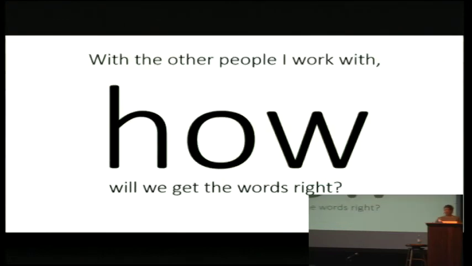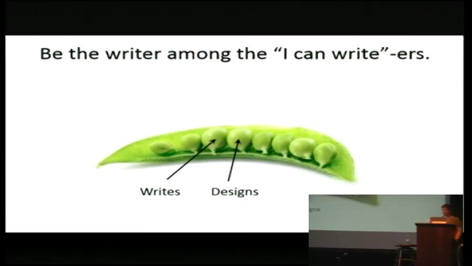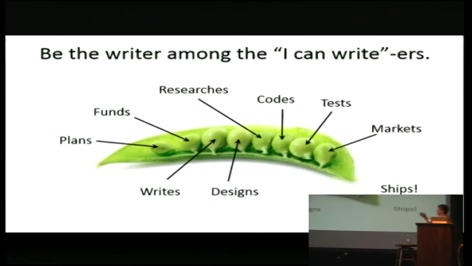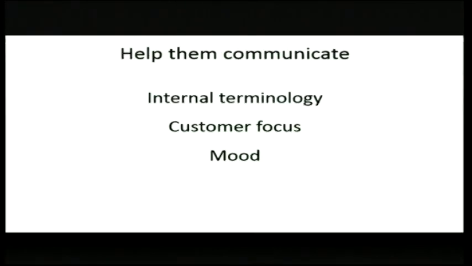we know that sometimes the problem is with the other people I work with. How do I get it right? And this is a theme that's emerged, right? We need a seat at the table. We have the writer and the designer, maybe, and this is like for a big company, and I know that smaller companies may not have all these people, but they have all these things that need to be done. There's planning, funding, researching, coding, marketing. Together, you're shipping.